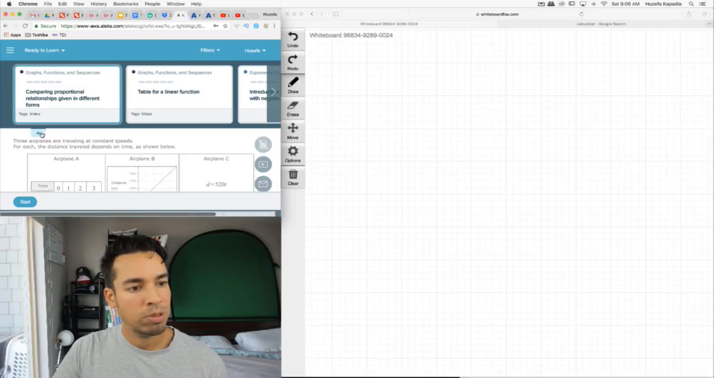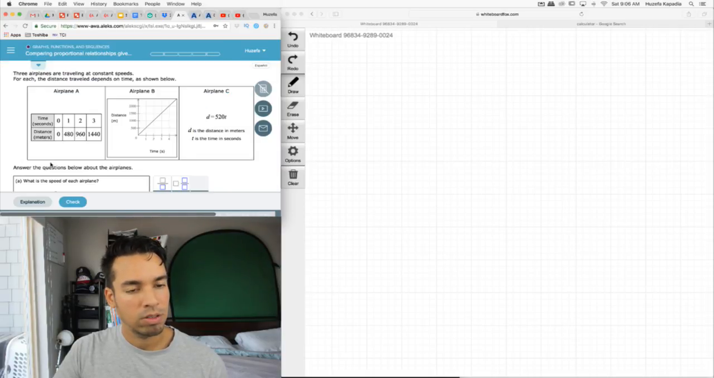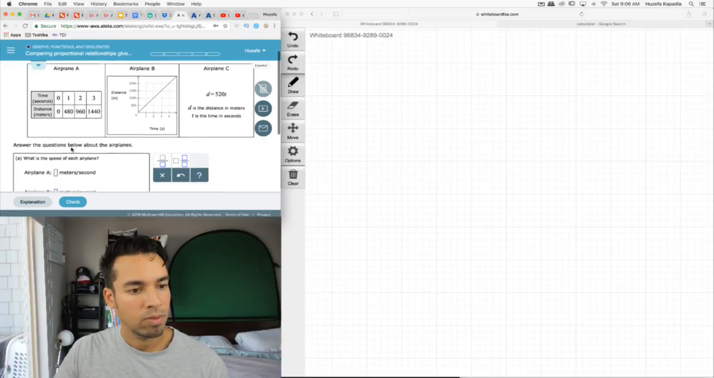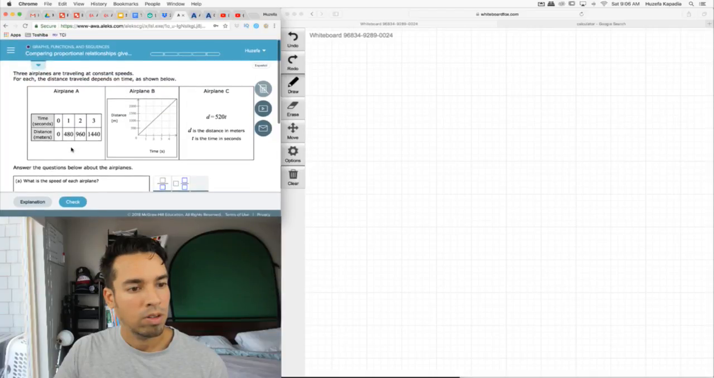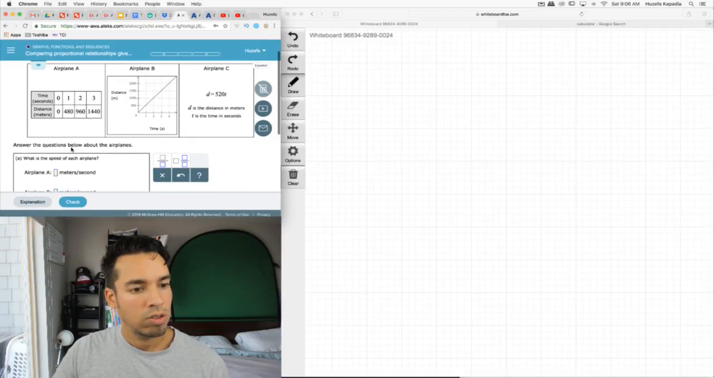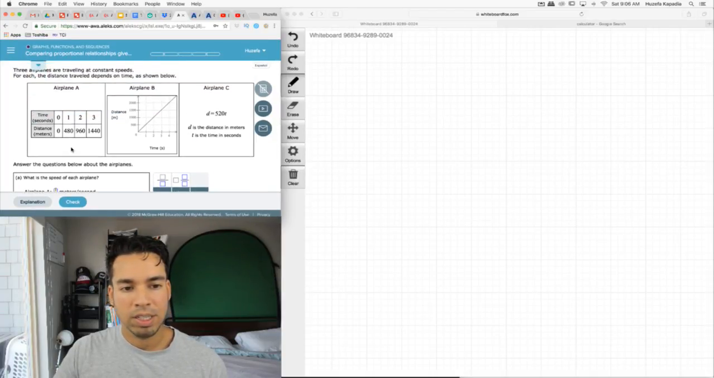Comparing proportional relationships given in different forms. 3 airplanes are traveling at constant speeds. For each, the distance traveled depends on time as shown below. Airplane A, airplane B, airplane C. Okay, so we need to calculate the speed of each.